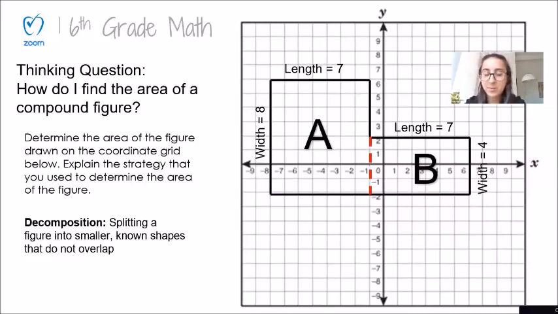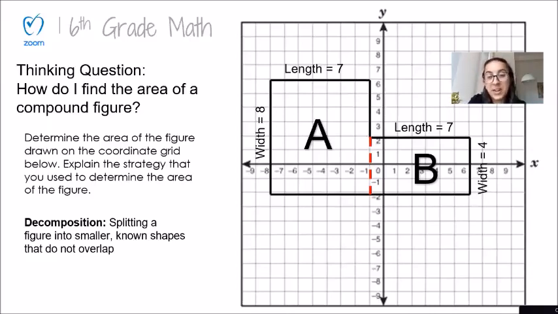Now that you've had an opportunity to find the area of each of these rectangles, I want to go back to what the question originally said. It said determine the area of the figure drawn. So if I have the area of each of my rectangles, what do you think I'm going to need to do to both of those areas to find the total area? Pause the video and your teacher will ask one of you to share.